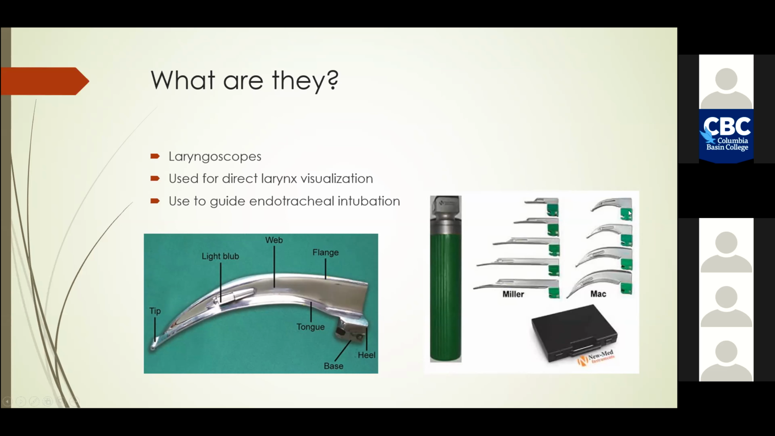You just attach it, there's a little notch to attach onto the handle. And then the different parts of the blade: the base, like I said, is where you attach it. The tongue is the part that slides over the tongue. And the tip is what will press down to view the trachea and the epiglottis. And there's a little light bulb here too, to light the way so you can see.